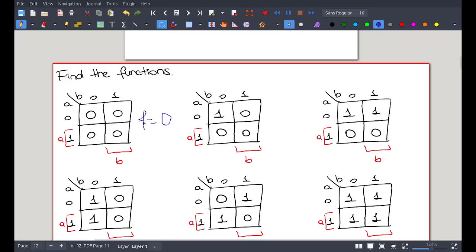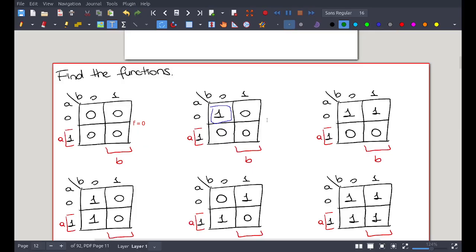So f is 0, right? So the value of the function f is basically, I think you should just write it like this, f equals 0. Now another one, here we can see there is a 1, so we can group just that one. It's alone, the grouping is alone.